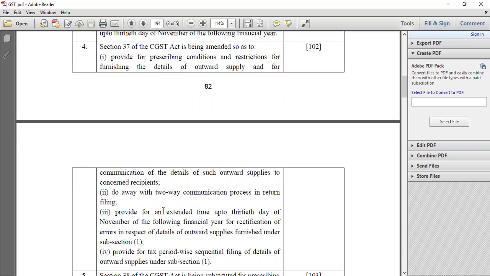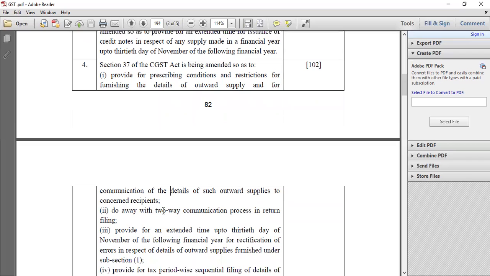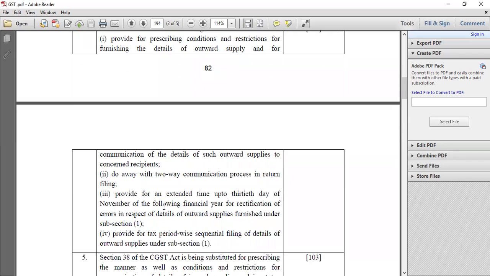Then another amendment in Section 37 is providing extended time up to 30th day of November. If a taxpayer has made any clerical mistake in filing GSTR 1 for a particular financial year, then that taxpayer can rectify the errors in GSTR 1 within 30th day of November of the following financial year.